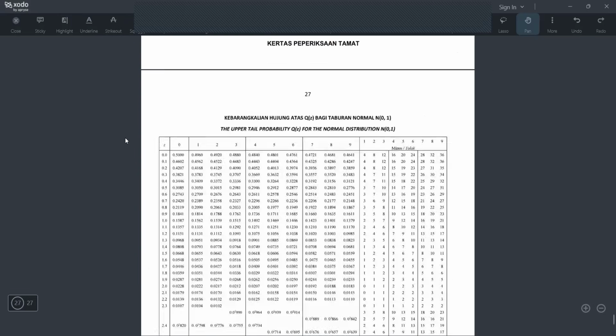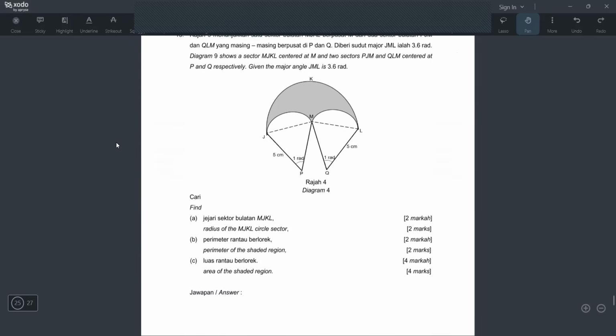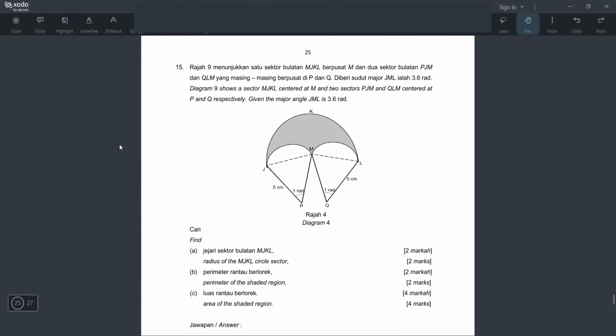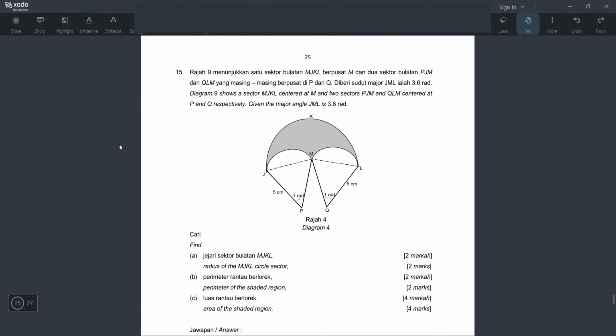Okay, I think this is the last question. Okay, let's go. What is this? I think this is the circular measure. Yeah, circular measure, right? Because look at the diagram also, you can tell already.